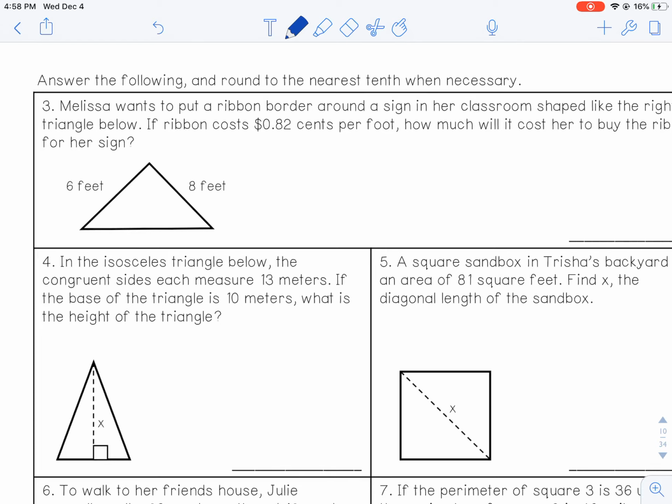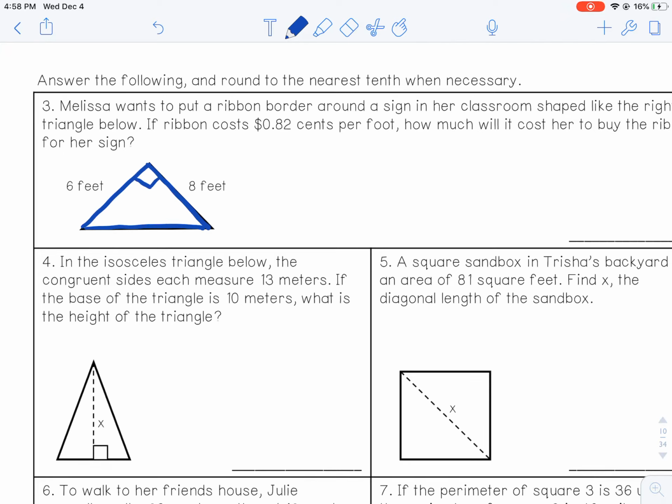All right, so Melissa wants to put a ribbon border around a sign in her classroom, and it is shaped like a triangle. And the ribbon is going to cost 82 cents per foot. But first we need to find out how many feet she needs. We know that one side is 6 feet, another side is 8 feet. How much is this last side?